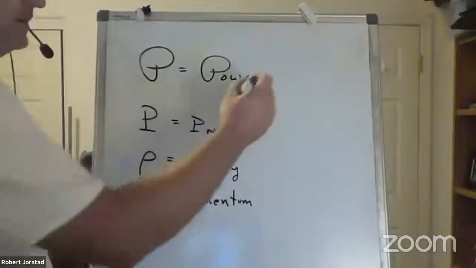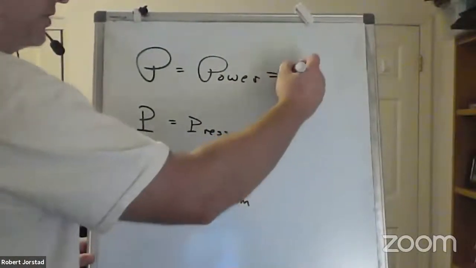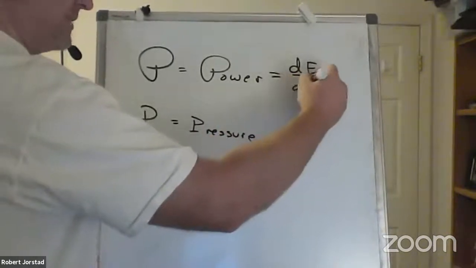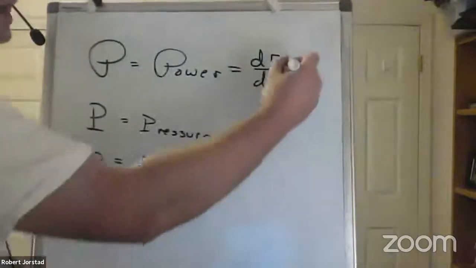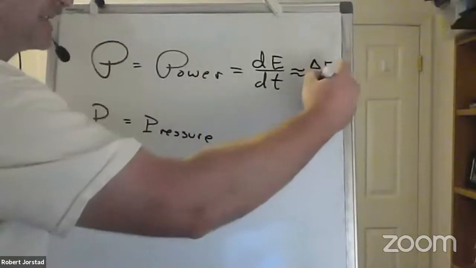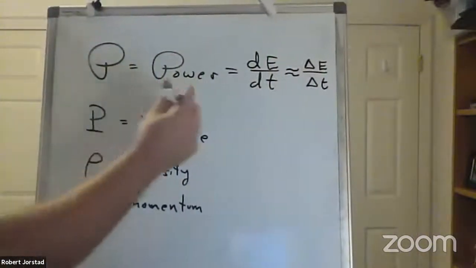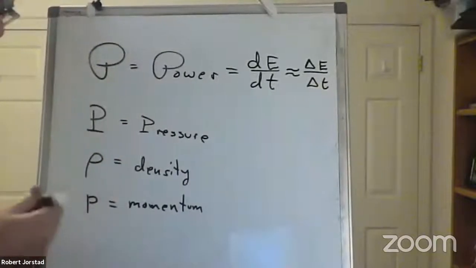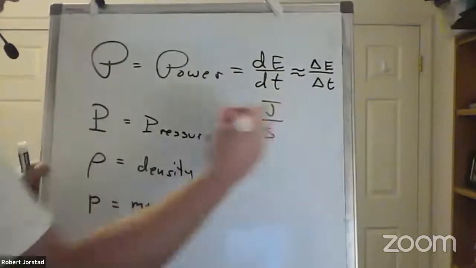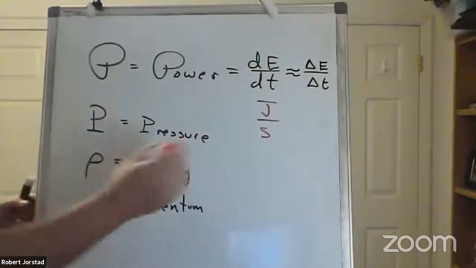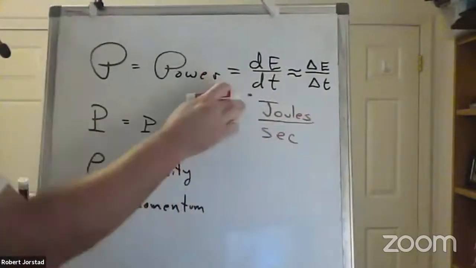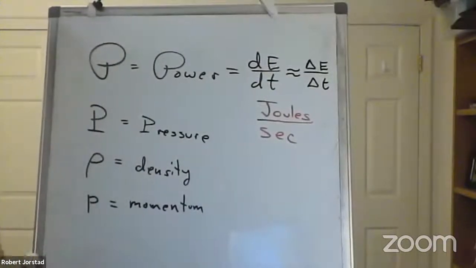Now, if you recall, the units of power are watts or joules per second. So we say this is essentially dE/dt, the time rate of change of energy. It's approximately equal to delta E over delta t, so a change in energy over change in time. If the units help, it's joules per second. Okay, so this is a joule. Let's just write that out. So energy over time, that's our definition.